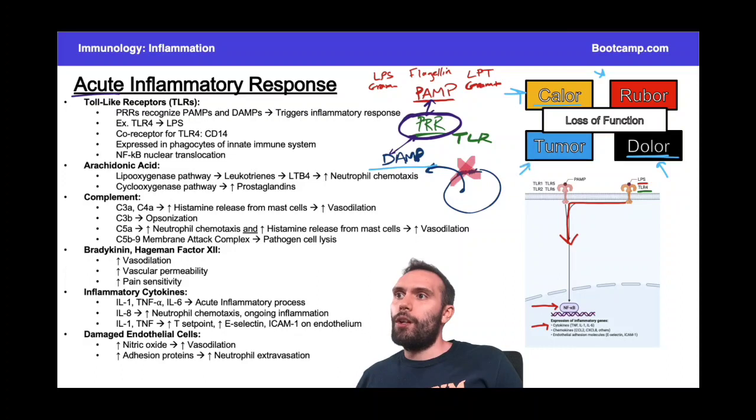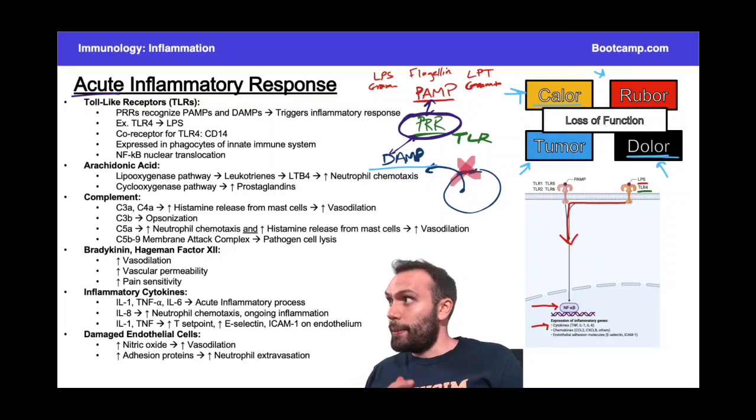So just to recap these, the calor is heat, the rubor is redness, the dolor is pain, the tumor is going to be swelling, and this all can eventually lead to loss of function, particularly if this is chronic inflammation. If this happens over a long time, there's fibrosis, right? And this is very non-specific, but again, just high level, that's what you want to think about.